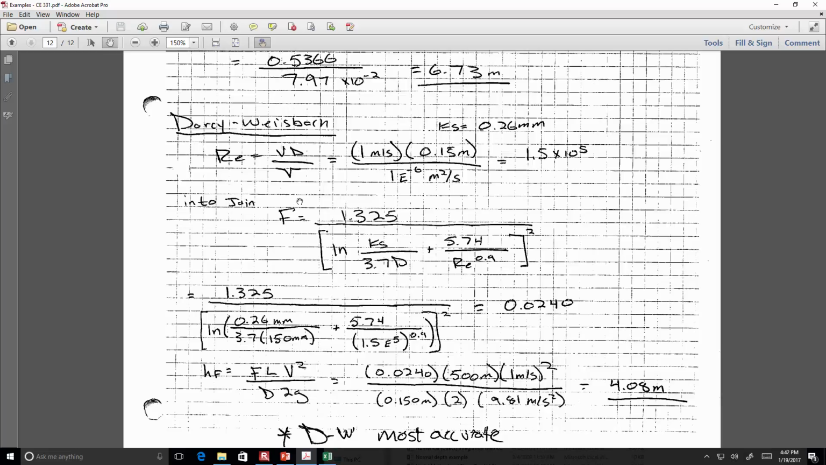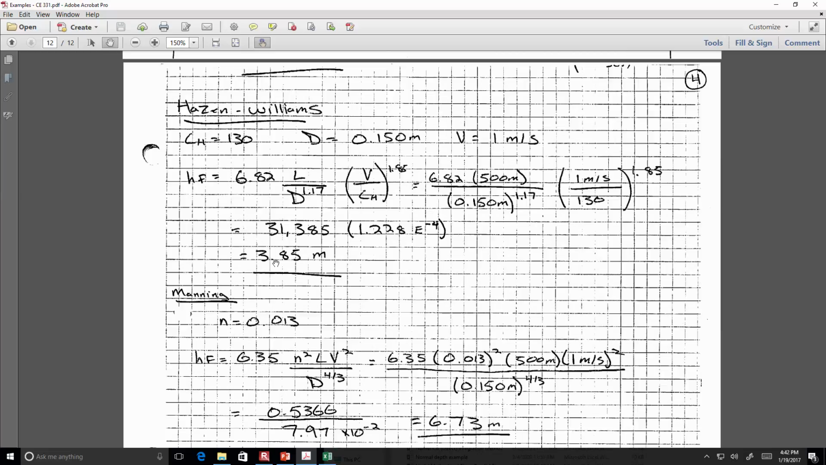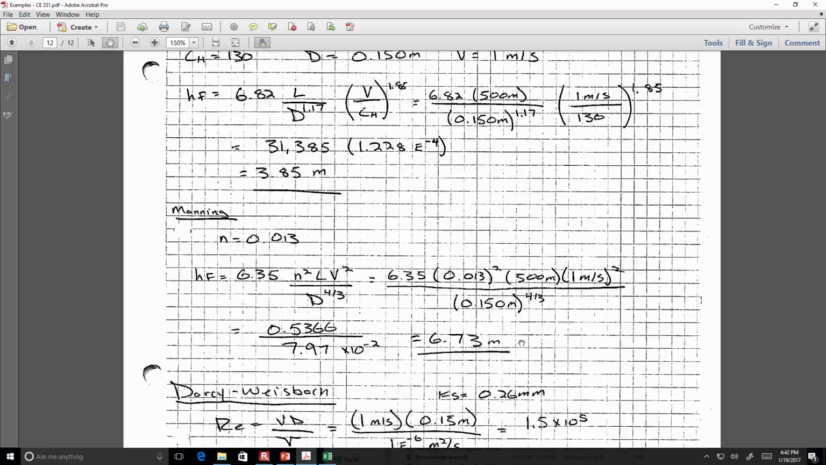So the f value you should be calculating with the Jain equation is 0.024. And then when you substitute that into the Darcy-Weisbach equation, you should get 4.08 meters. We can think of that as the most exact of the estimates. And the Hazen-Williams is pretty close. 4.08 we can think is the accurate answer. 3.85 is fairly accurate. Manning's equation is wrong.